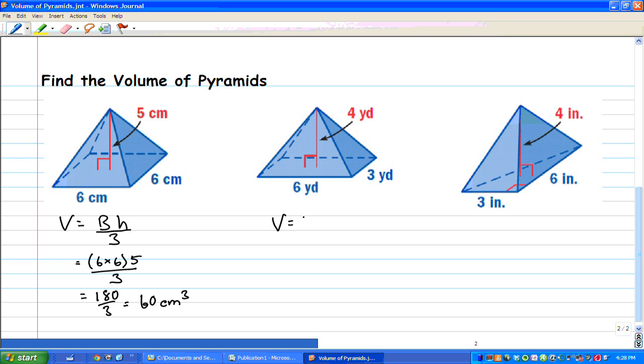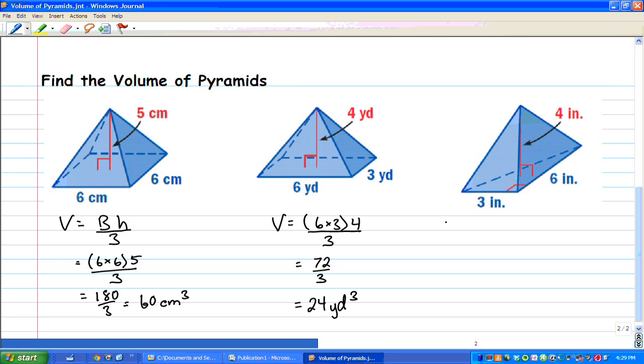Okay, this one, volume, the base is a rectangle, 6 times 3, and the height is 4. That whole thing divided by 3. This is equal to 72 over 3, or 24 yards cubed.